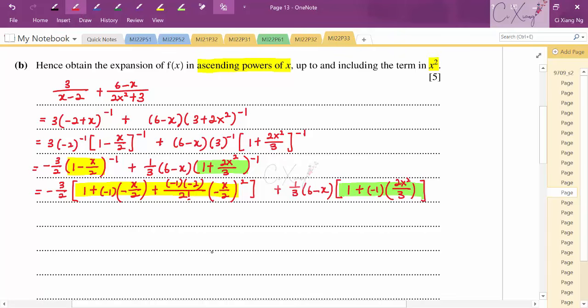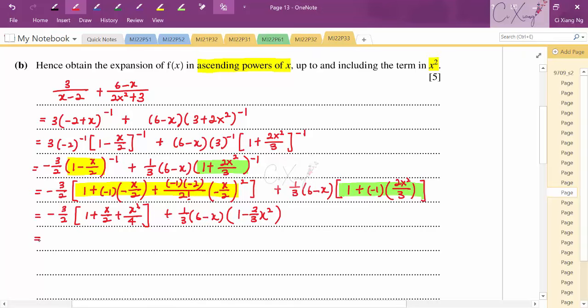Okay, and now what I need to do is try to simplify everything and rephrase it into the simplified answer. So for these 3 terms in the bracket, after I simplify, I'm having 1 plus x over 2 and then plus x squared over 4 for this yellow color bracket. And then for the green color one, if I try to simplify it, then I will have 1 minus 2 over 3x squared.